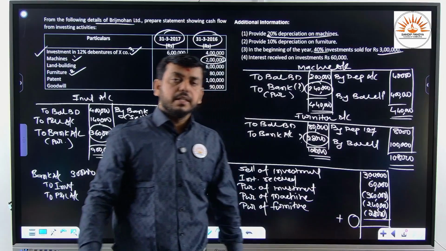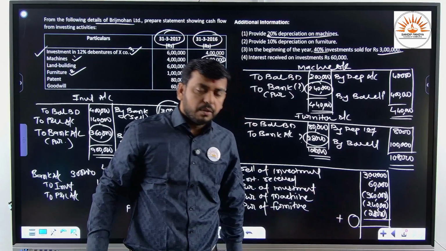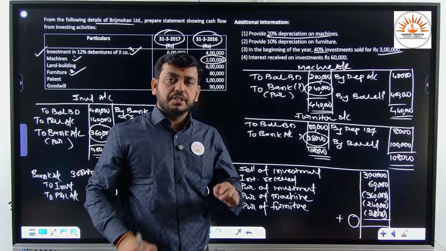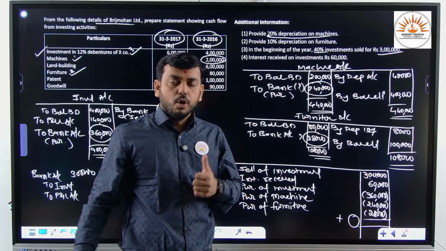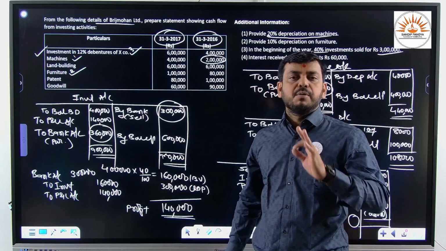value, that is cash flow from investing activity, and if the total is negative, then we can say that it is cash used in investing activity. Hope this video helps you a lot for solving questions related to investing activity.